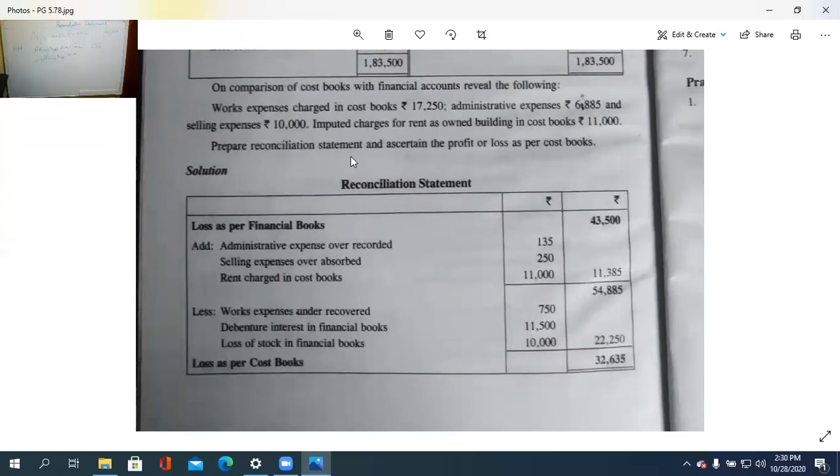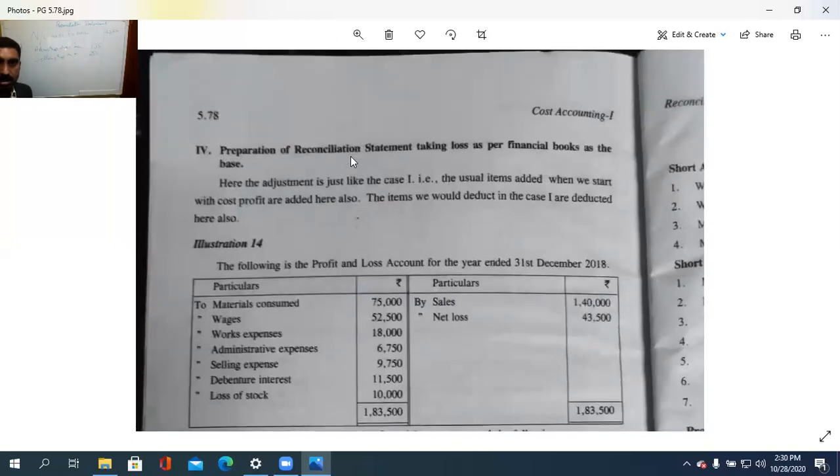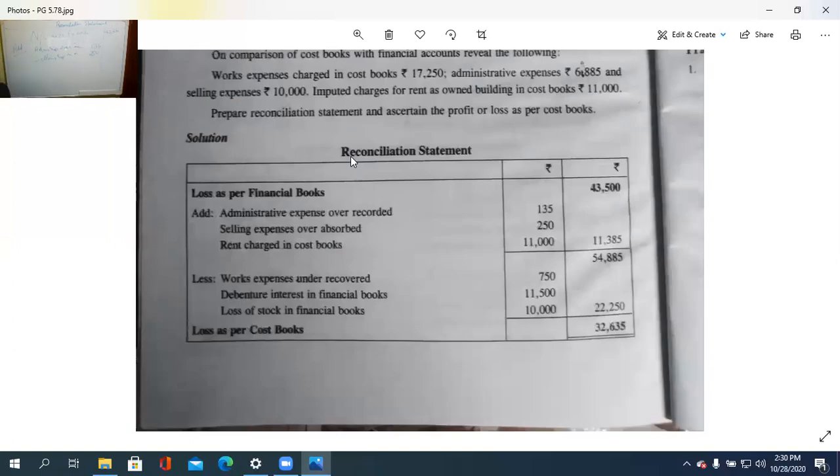ഓവർ വരുന്നത് ഇപ്പം ലോസ് വരുന്നതിന്റെ നേരെ ഫസ്റ്റ് കേസിന്റെ നേരെ ഓപ്പോസിറ്റ് ആണ് ഇത് അല്ലേ? സോ ഇറ്റ് ഈസ് 250, അല്ല ഫസ്റ്റ് കേസിന്റെ here same ആണ്. Okay, then next is imputed charges for rent as owned building in cost books 11,000. അപ്പൊ അത് ഏതിനകത്തില്ല? ഫിനാൻഷ്യൽ ബുക്സിൽ ഇല്ല. അപ്പൊ അതും എഴുതണം. Imputed charges for rent or rent charged only in cost books, 11,000. So these three items should be added.